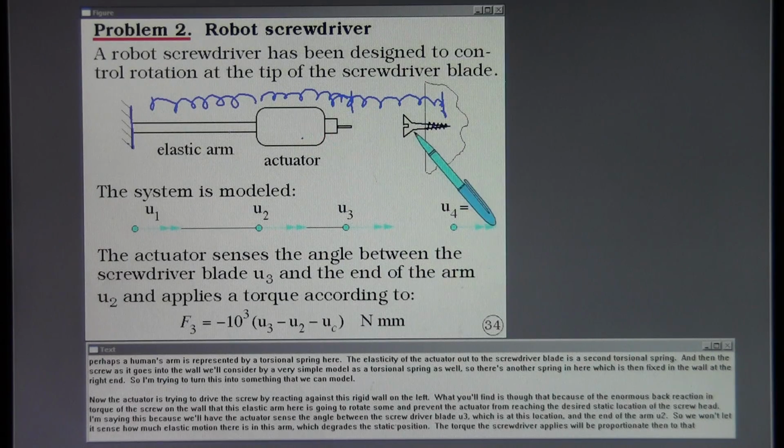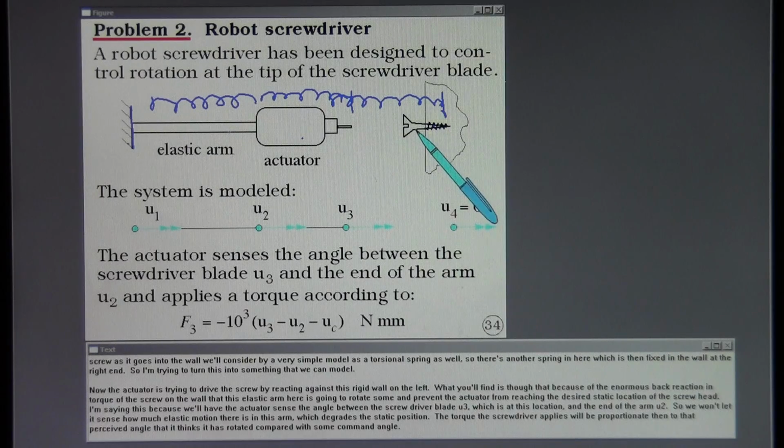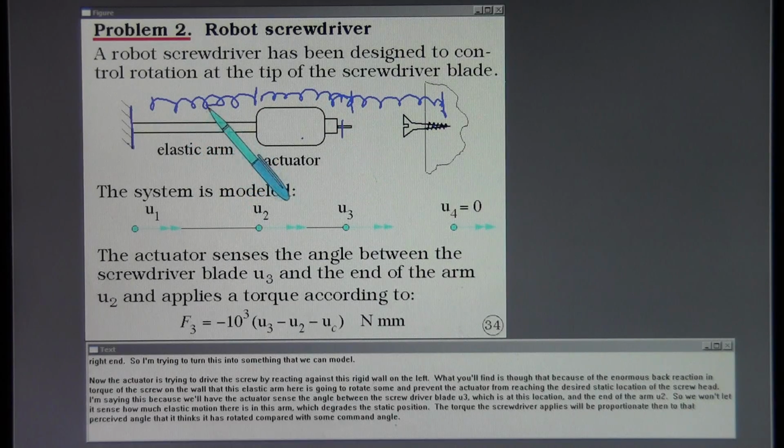of the screw head. I'm saying this because we'll have the actuator sense the angle between the screwdriver blade U3, which is at this location, and the end of the arm U2. So we won't let it sense how much elastic motion there is in this arm, which degrades the static position. The torque the screwdriver applies will be proportionate then to that perceived angle that it thinks it has rotated compared with some command angle.